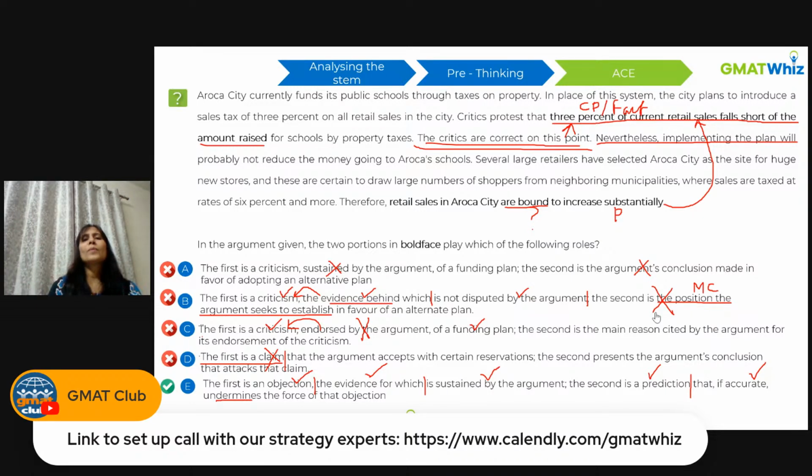Also, if you're breaking down the options bit by bit, sometimes you can eliminate the option even without reading the full sentence. For example, look at option D. I can eliminate it just by reading that the first is a claim. It's not a claim. I can eliminate it just by reading the first is a criticism which is endorsed by the argument. The criticism is not endorsed by the argument. All right. So a standard boldface question takes easily 2.5 minutes. It can take you up to 3 minutes, and don't worry about that. Hard questions are meant to be given some respect and time. The compensation will come with some easier questions interspersed here and there. So don't worry too much about that, Siddharth.